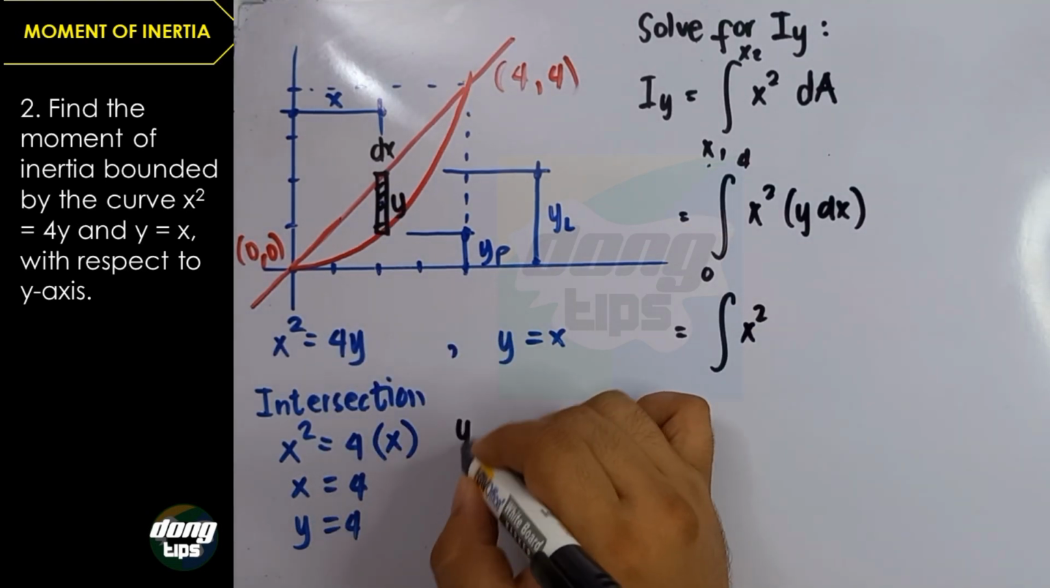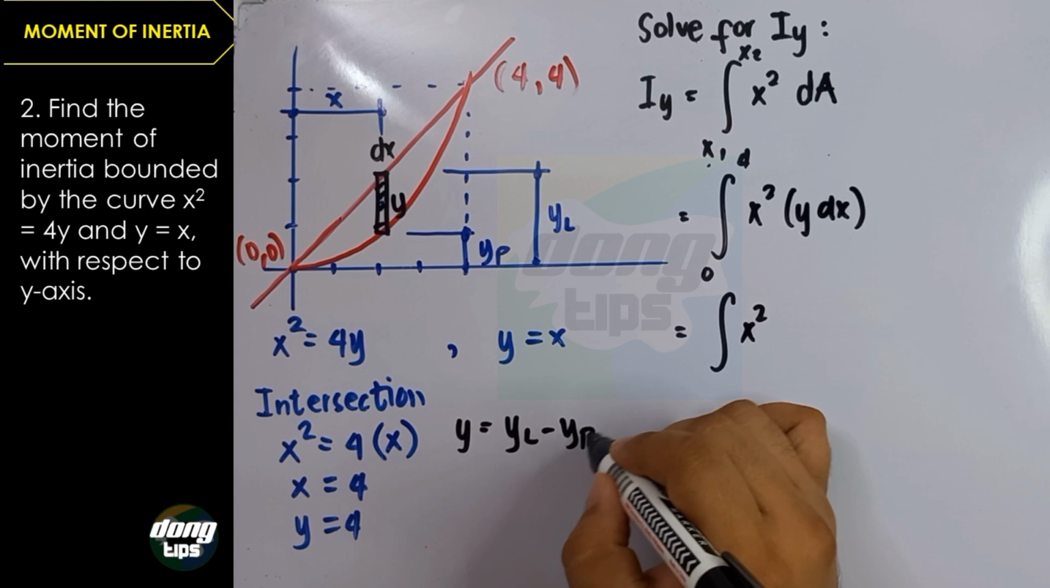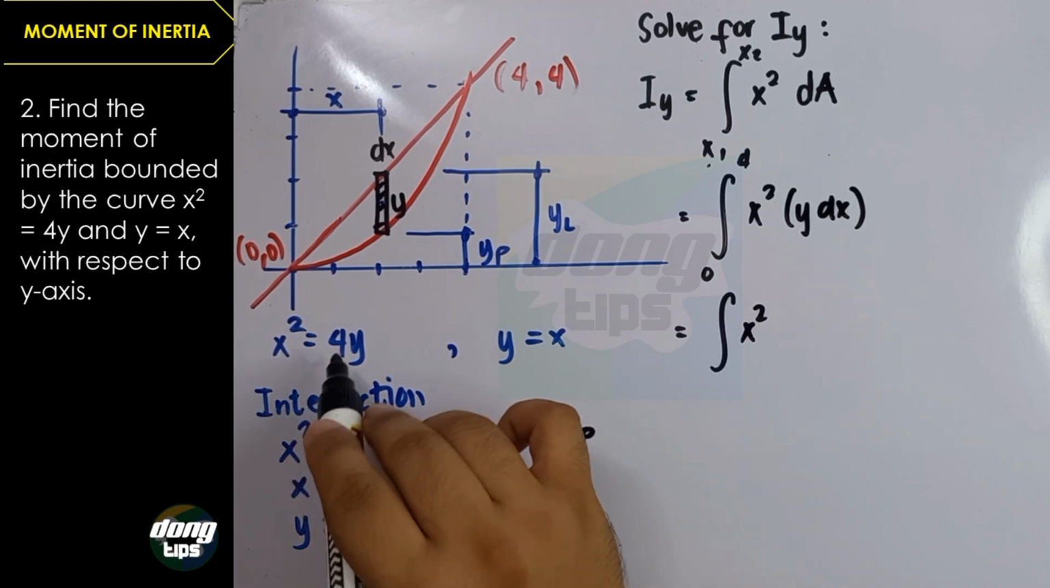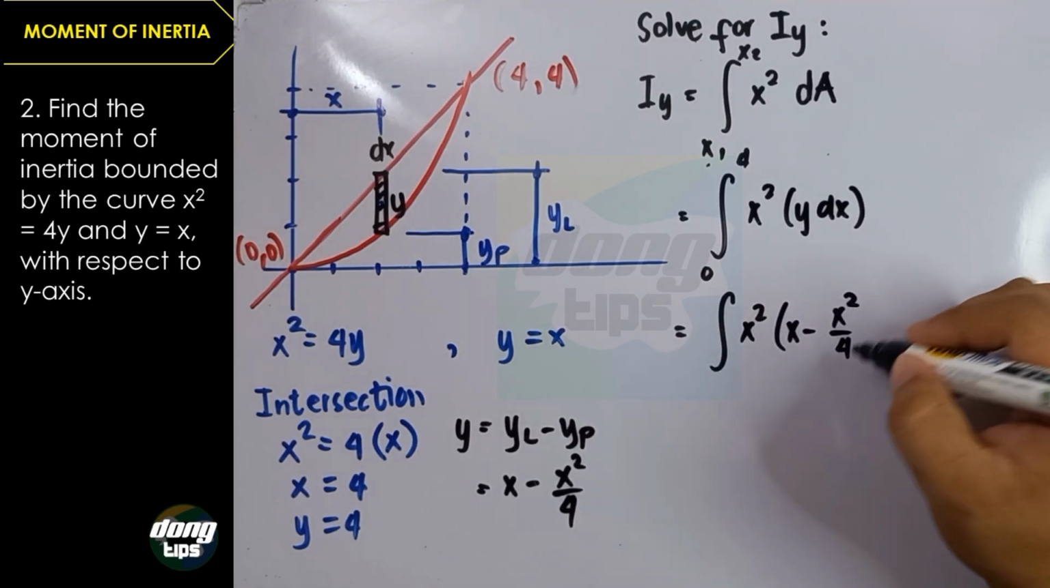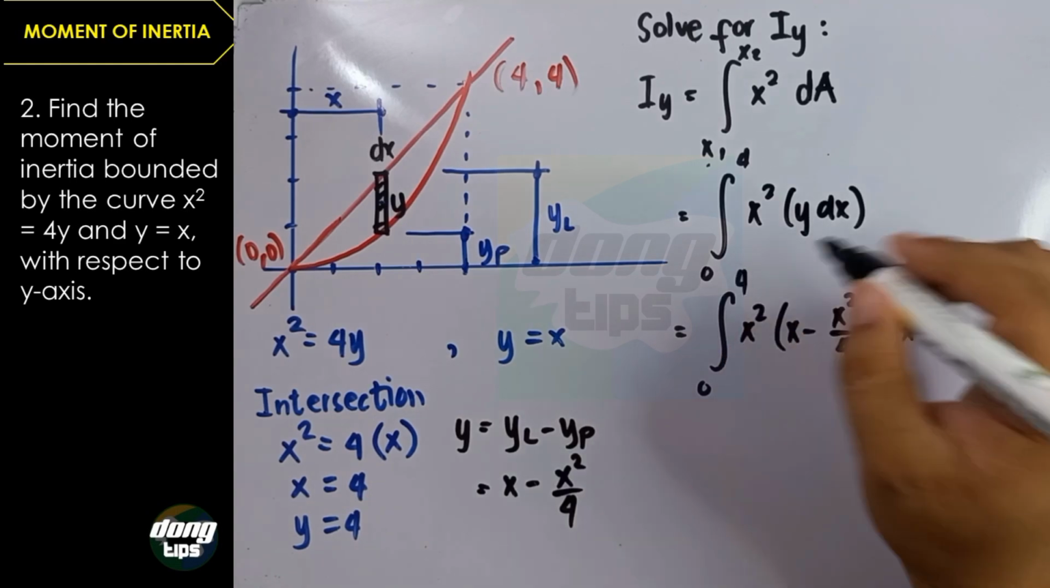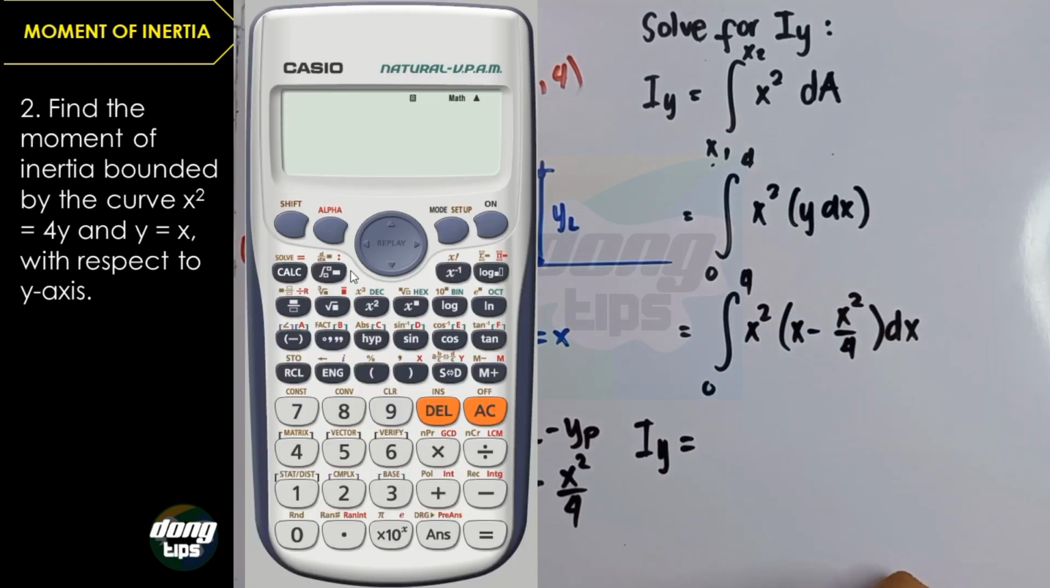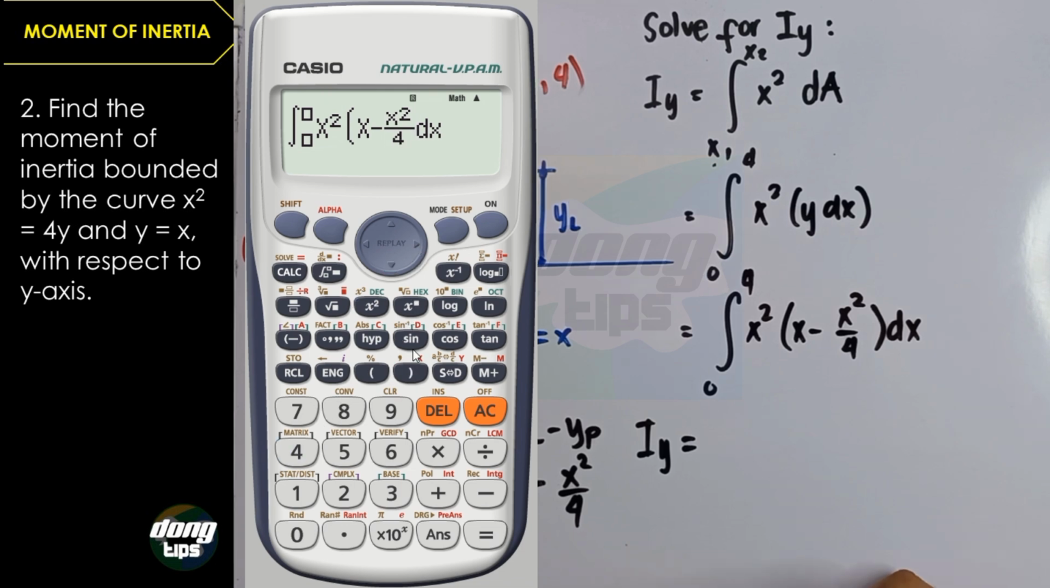Get the value of y in terms of x. Integrate using the calculator. And the answer is 12.8 units to the power of 4.